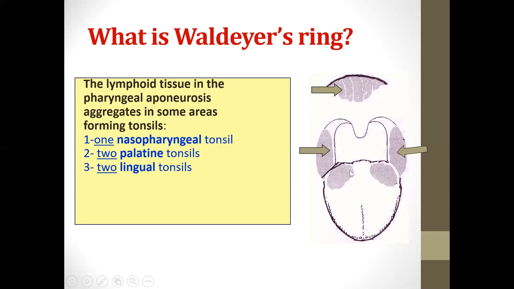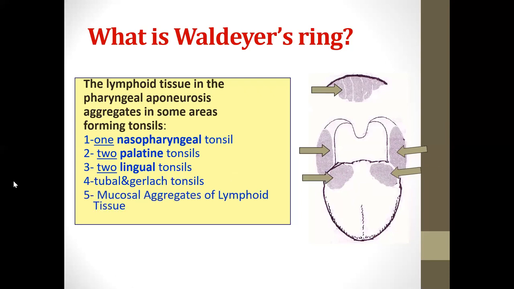As you can see, this is your tongue. These are the lingual tonsils. And then we have the tubal and Gerlach tonsils. These are found in the nasopharynx on the side of the eustachian tube orifice, as we shall see later. So those are tubal and Gerlach. And then we end with the mucosal aggregates of lymphoid tissue, which we also call the MALT. It is found along the posterior wall of the pharynx.